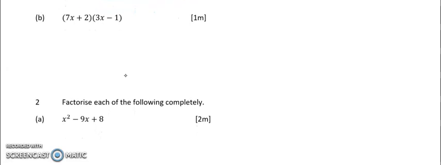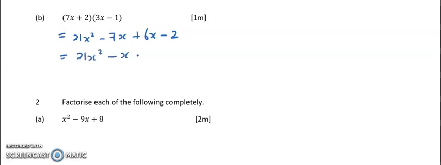Okay, do the same thing. It equals 21x squared minus 7x plus 6x minus 2. So the answer is 21x squared minus x minus 2.